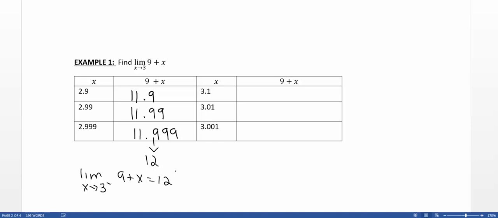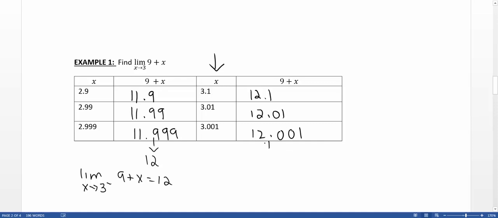I also, however, have to check what's happening as x approaches 3 from the right, so something a little bit bigger. So I'm going to do 3.1, 3.01, 3.001. By adding in more zeros, I'm getting closer and closer to 3. So when I plug these numbers in, I'm going to get 12.1, 12.01, 12.001.